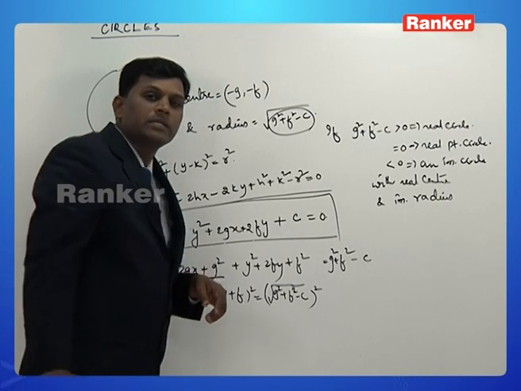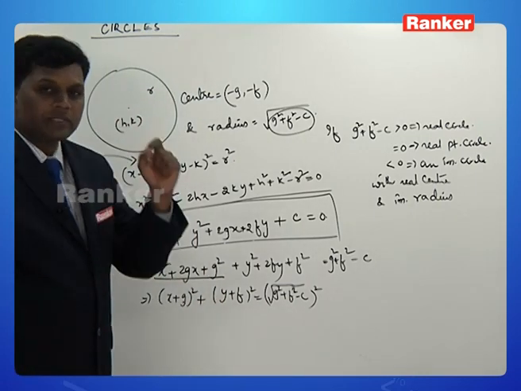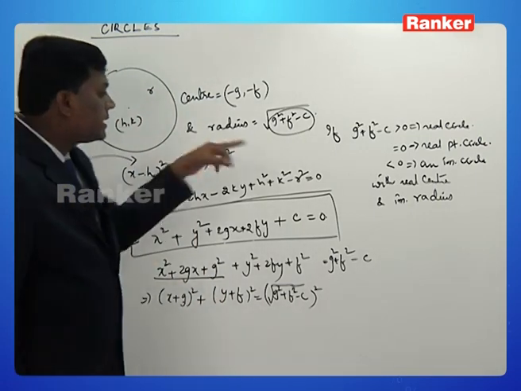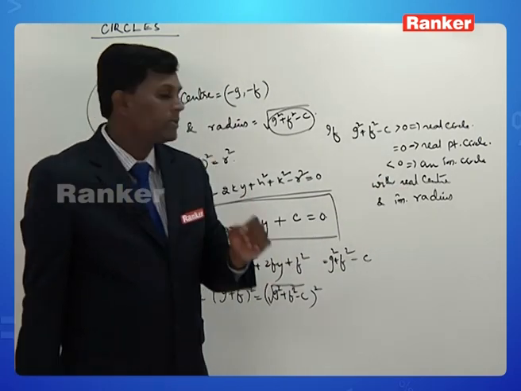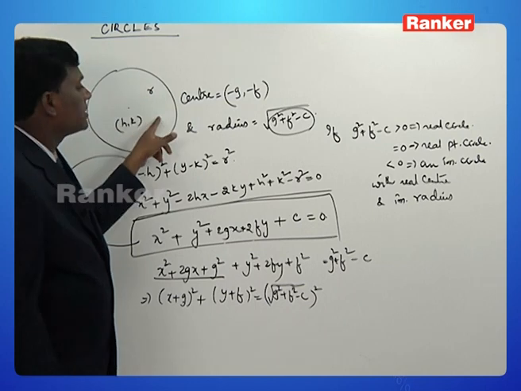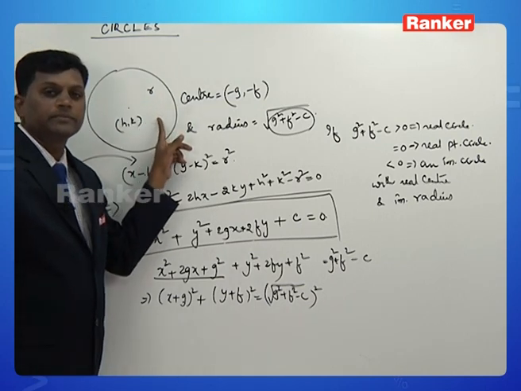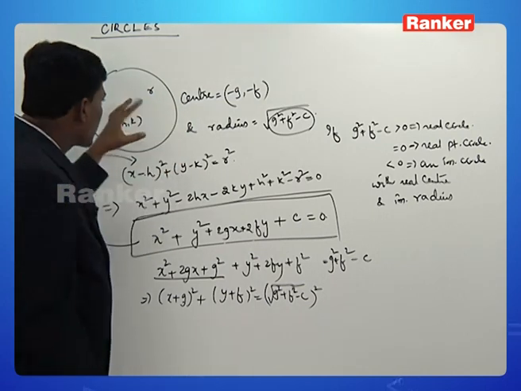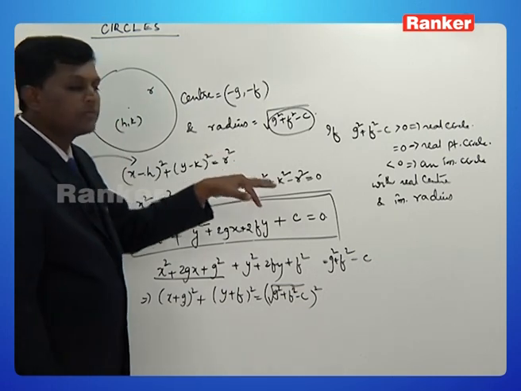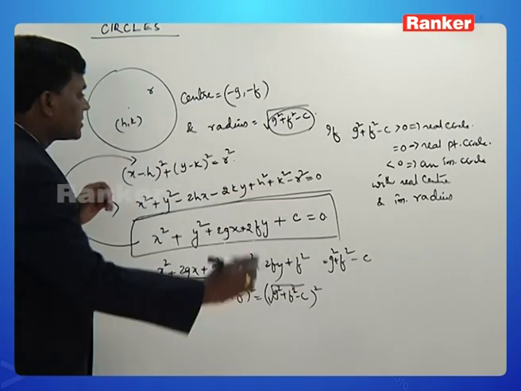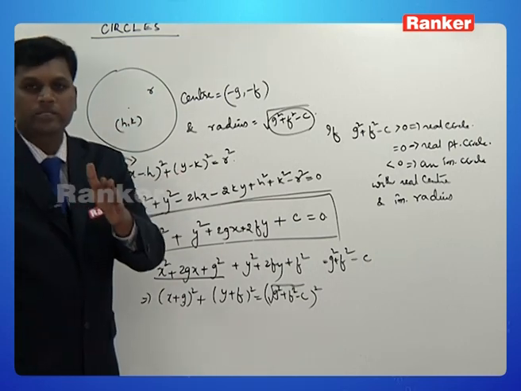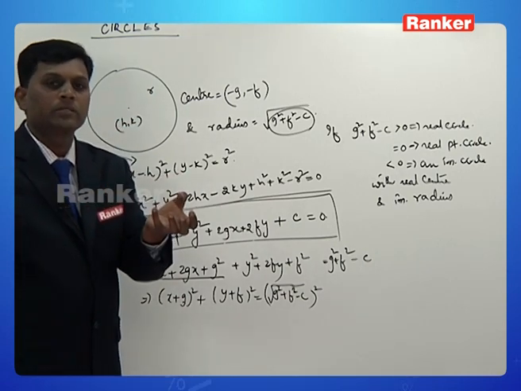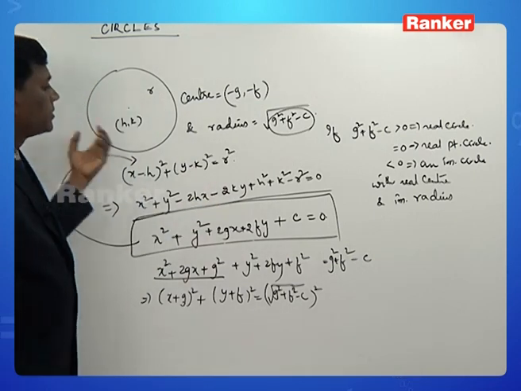Unlike the other curves, an imaginary circle contains a real center, meaning we can locate the center of an imaginary circle on the plane also. We cannot locate the circumference, but in the case of the center, clearly it is a real point existing in the plane. That's why in the case of an imaginary circle, we can locate the center very comfortably on the plane.